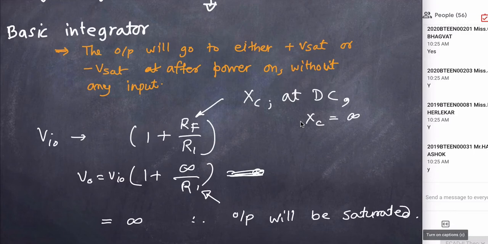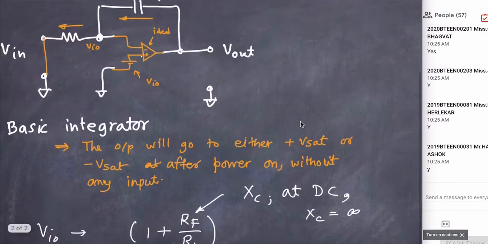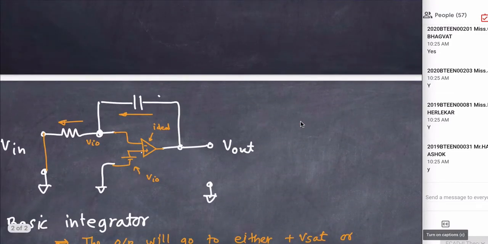Now tell me how do we take care of this? To take care of this, we have to control this gain. It means at DC the XC should not be infinity. Now that is not in our hand because it is the property of capacitor. But what we can do is we can add one resistor in parallel with capacitor, by which even if XC is infinity, there is some RF.